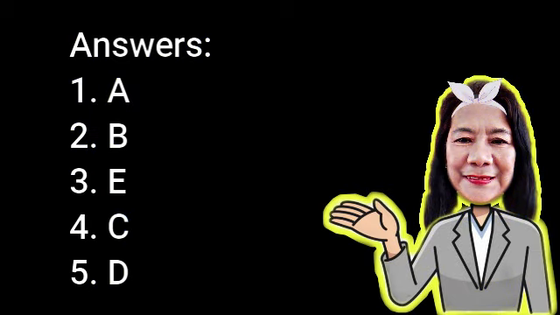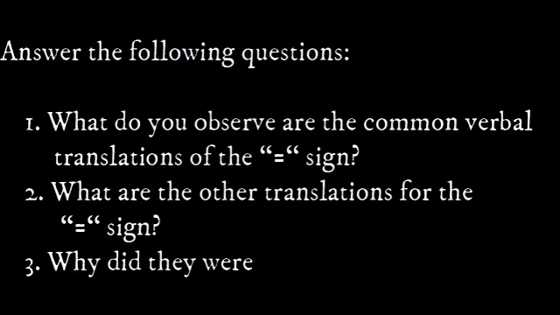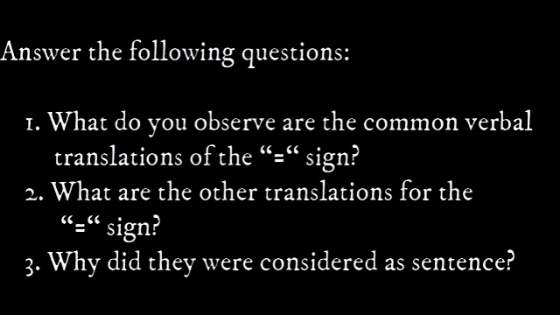Check your answers. Number 1, A. Number 2, B. Number 3, E. Number 4, C. Number 5, D. Did you get the correct answers? Congratulations! Now, let us answer the following questions. Number 1. What do you observe are the common verbal translations of the equal sign? Number 2. What are the other translations for the equal sign? And number 3. Why were they considered as sentences?